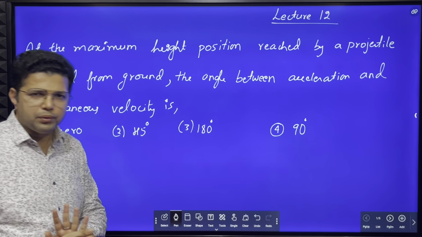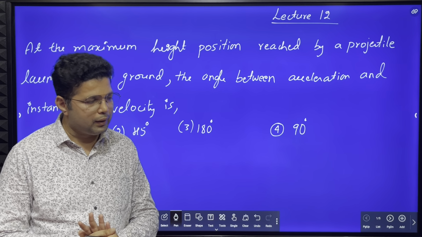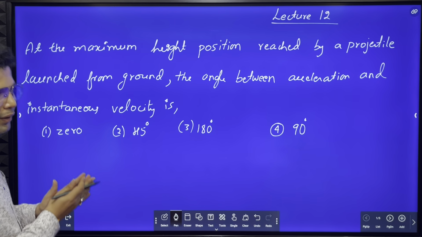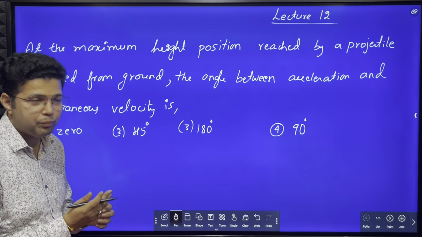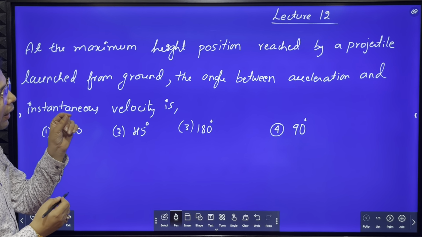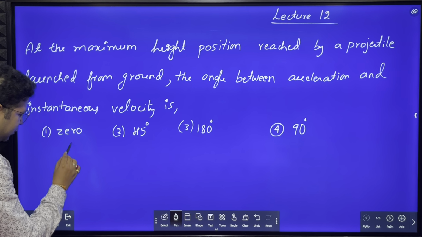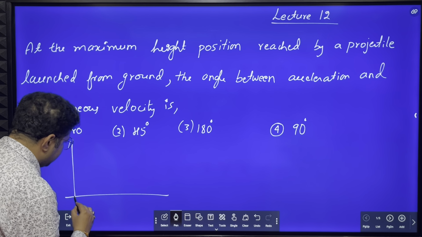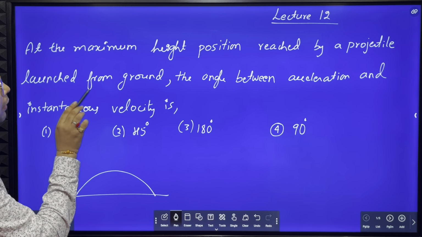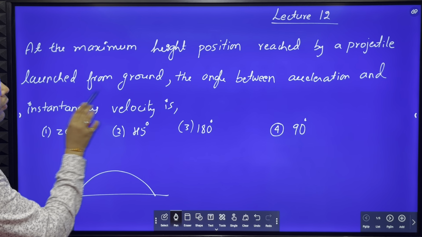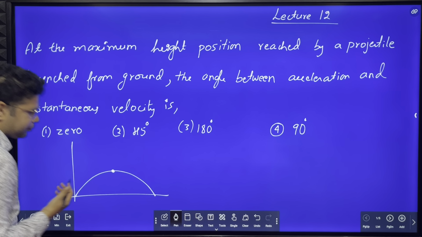We will solve some problems today, based on projectile motion. We are going to solve easy problems. Try to understand. The first one, the very simple one: at the maximum height position reached by a projectile, the angle between acceleration and instantaneous velocity is? So there is a projectile which is launched from the ground. This is how the projectile moves, and this is the maximum height.